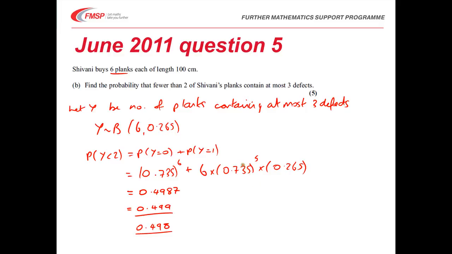Okay, so this is worth 5 marks, this part of the question. You get 1 mark for setting it up, and you get an accuracy mark for stating the distribution. So you get a lot of work just by getting the distribution correct. You get a method mark for working out the correct probability. You get an accuracy mark for setting it up correctly with the addition of the 2 sections together, and then a final accuracy mark at the end.